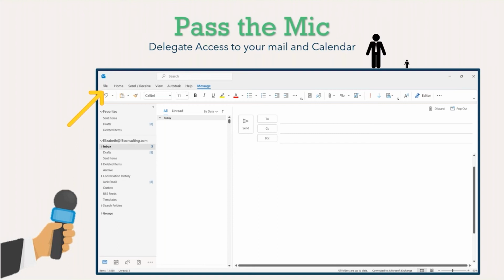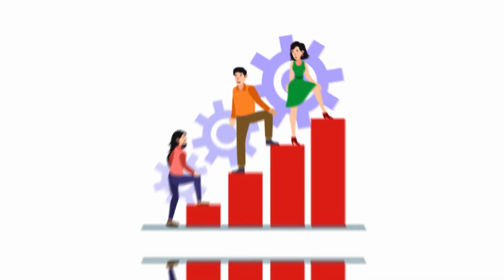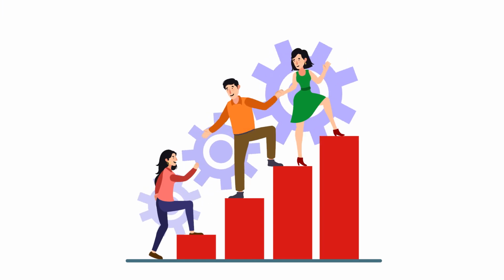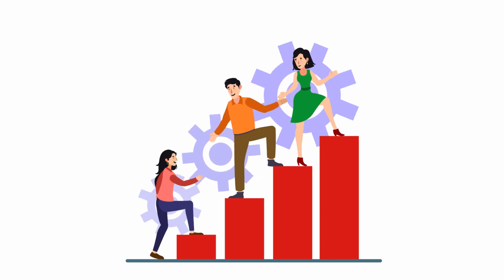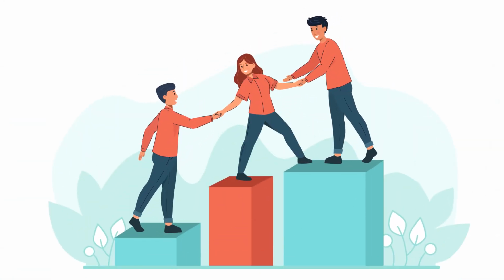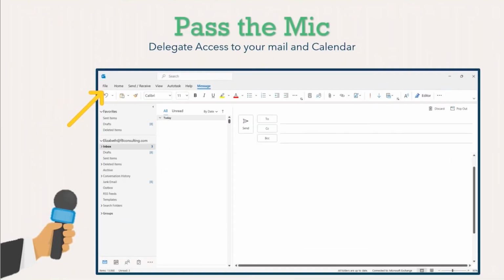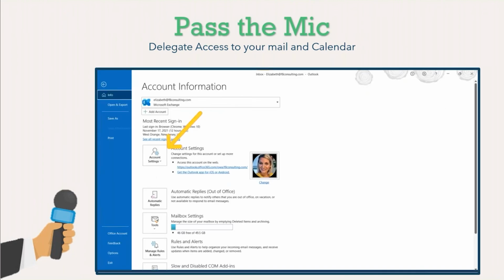Also passing the mic and delegating access to your mail and calendar. I just want to mention that here we want to make sure that we are handing it over to one person at a time. Of course, the fewer people who have access to your mail and calendar, the better, especially for security purposes. So this is really for your running mate, someone who is really alongside you. Maybe this is for a temporary position, perhaps during a project. You might want to delegate access just for answering emails, changing your calendar, all of that. This is the time that you would want to do that.